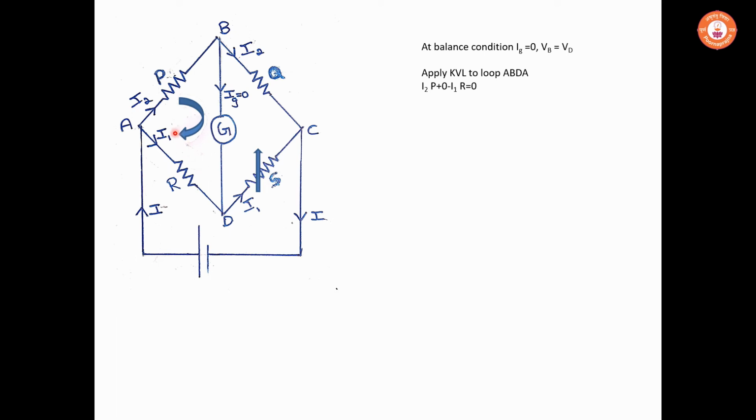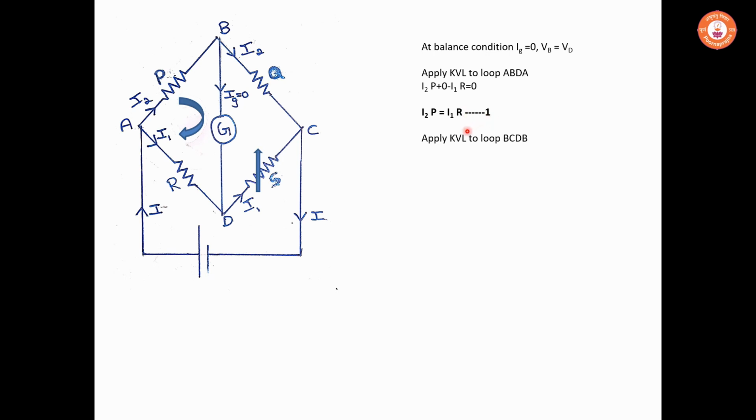Therefore after applying Kirchhoff voltage law to this loop, we will get I2P plus 0 minus I1R equal to 0. That becomes I2P equal to I1R. Let it be the first equation.